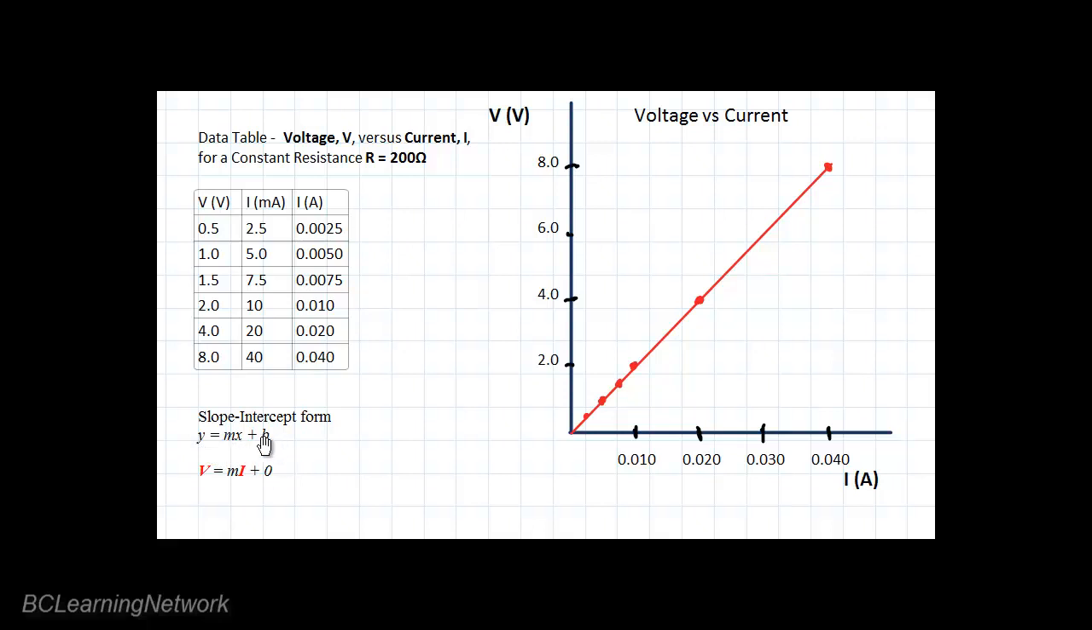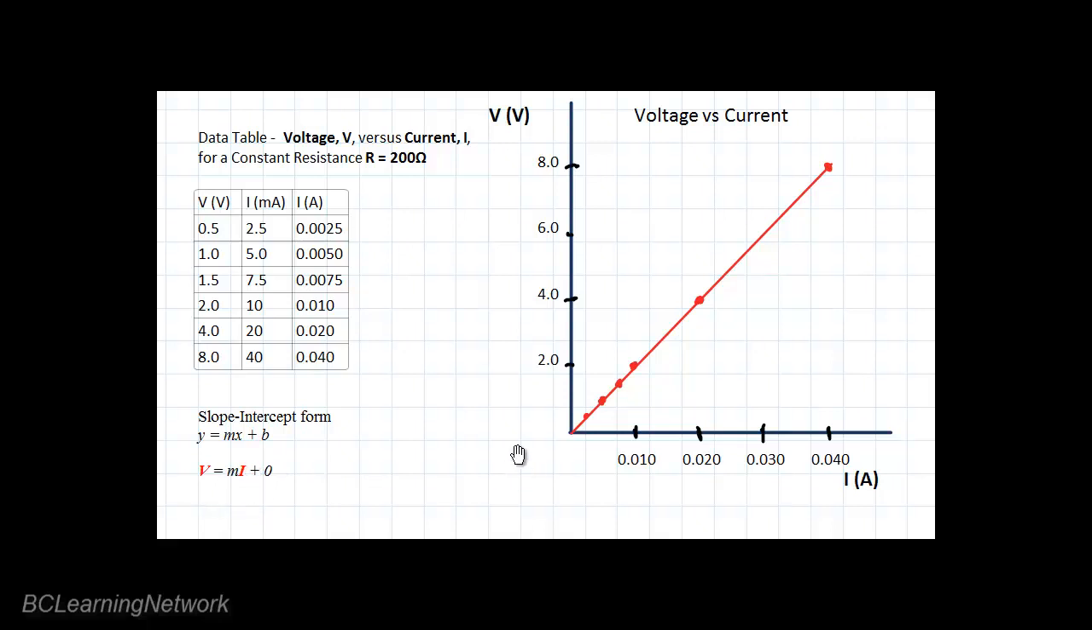However, in physics we don't have y-x graphs, we have specific graphs, and this is a voltage on the y-axis versus current on the x-axis. So my variables, instead of y, will be capital V for voltage, and instead of x, it'll be capital I for current. Now I've already written in that my intercept is zero, it goes right through the origin, so really my equation simply becomes V is slope times I.